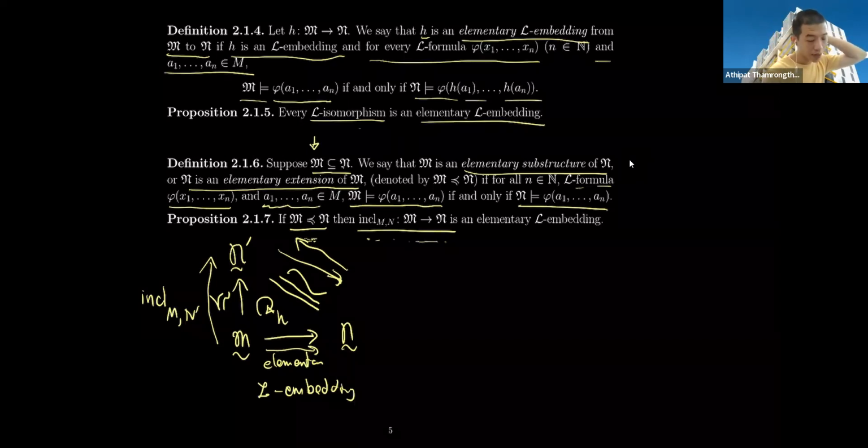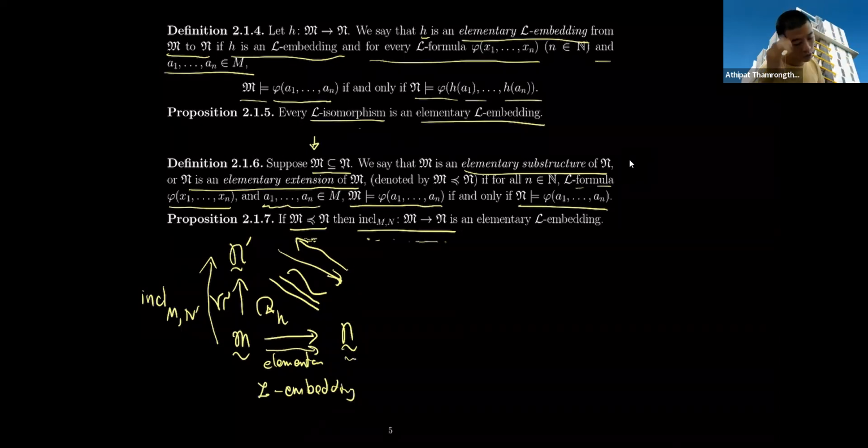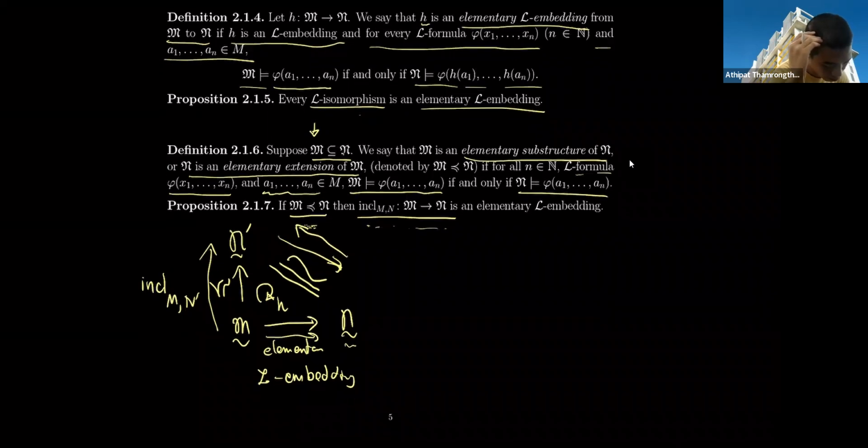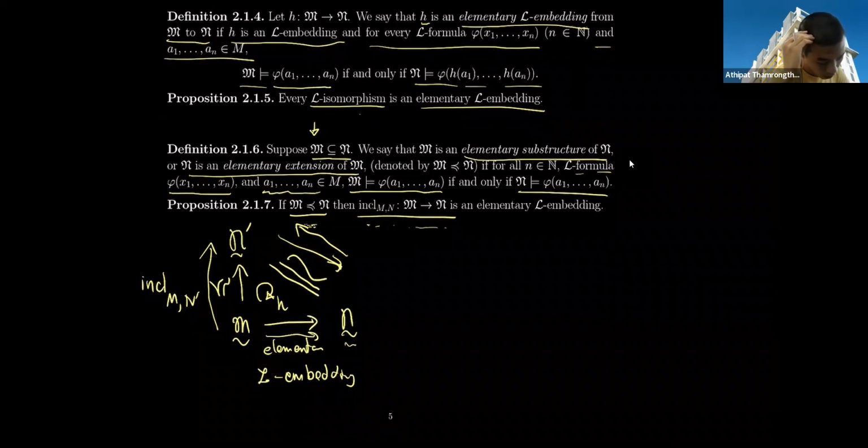So from now on, when we have an L-elementary embedding, we can regard this structure N as an elementary extension of M. That is some connection, and sometimes it is helpful to simplify our proof, because we can reduce from any elementary embedding to just substructures.